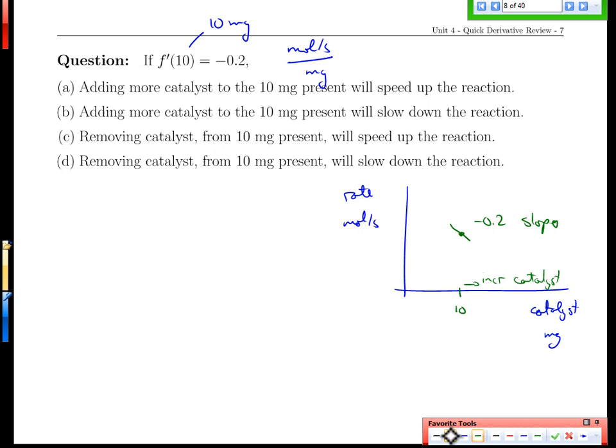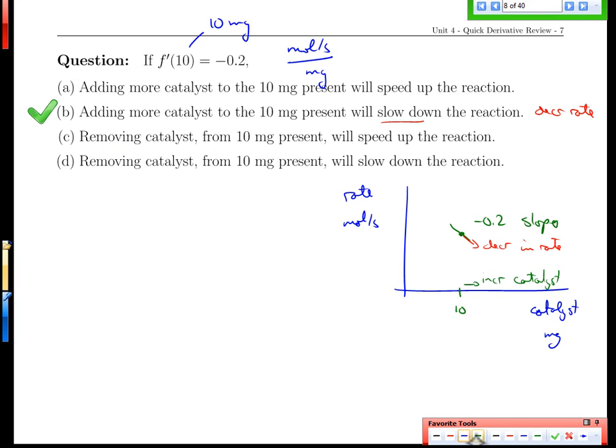what's going to happen as a result? You're going to get a decrease in rate. So if we add more catalyst to the 10 milligrams already present, so it's local around that, we will slow down the reaction, decreased rate. Absolutely. So B is definitely correct. Is it the only correct thing is the other thing we should check.